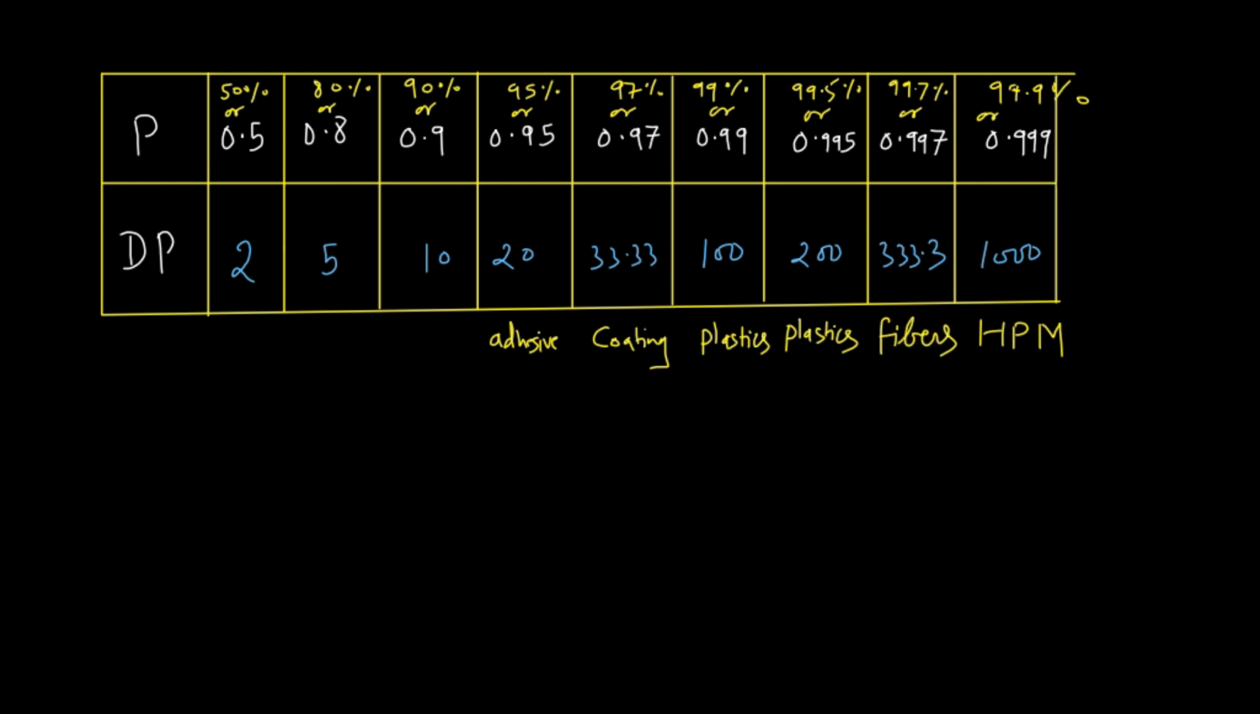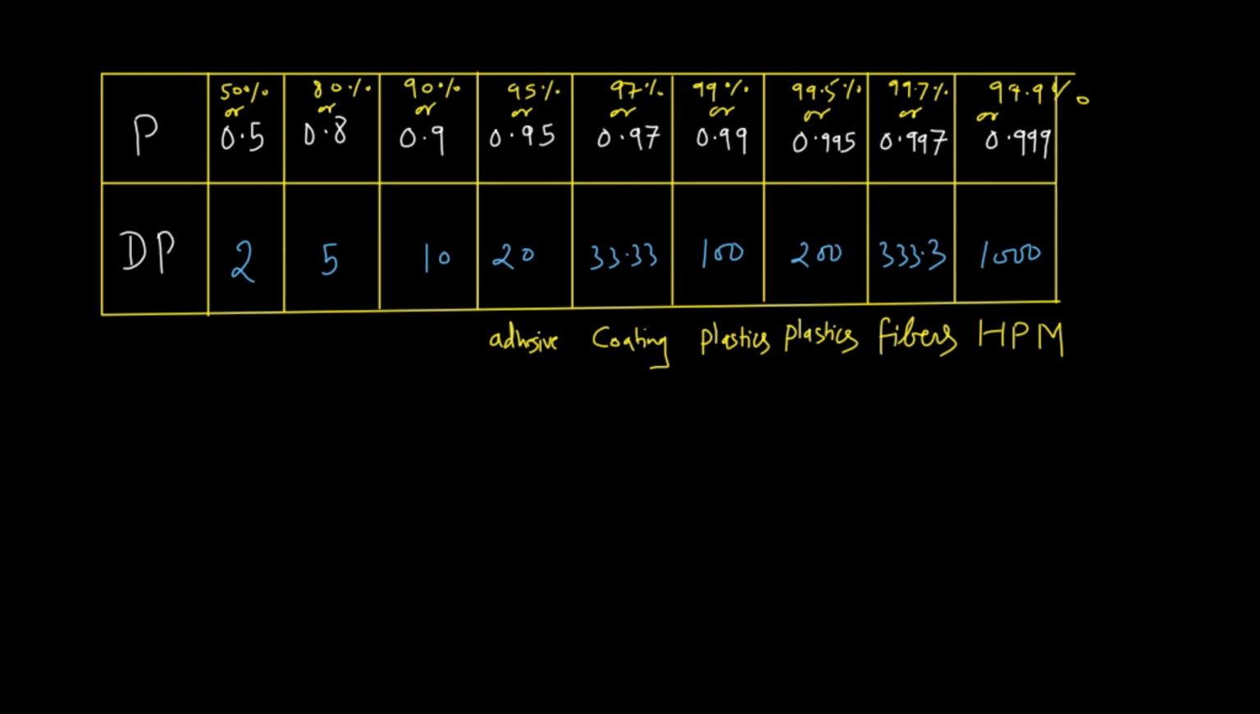For fibers, it would be good if you stop your reaction at 99.7%. For plastics, you can go from 99 to 99.5%. For coatings, the percentage is 97%. And for adhesives it is here, 95%. So earlier I said that you can stop your reaction at 70% and 80%.